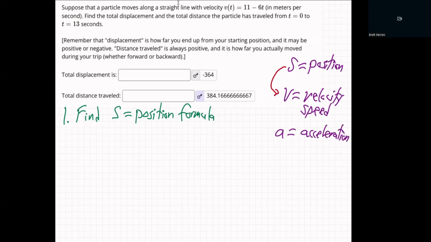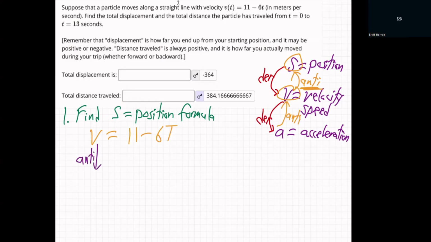And this is by derivative, right? Derivative of position is velocity, derivative of velocity is acceleration, and then vice versa, antiderivative. So my point is, if we want to get S, we've got to take velocity and take the antiderivative, and that'll give us position. So we take the velocity equation, 11 minus 6t, and do the antiderivative, which will get us the position equation.